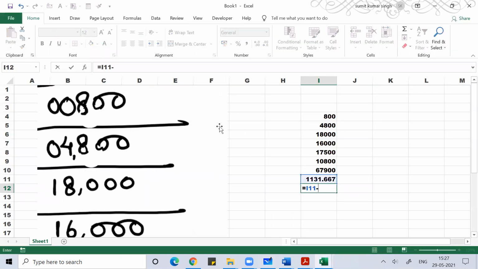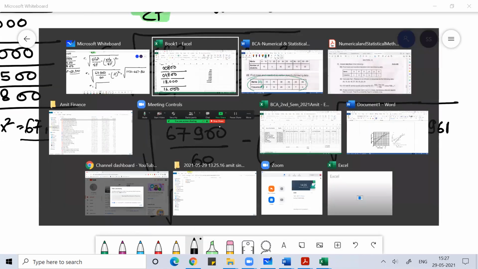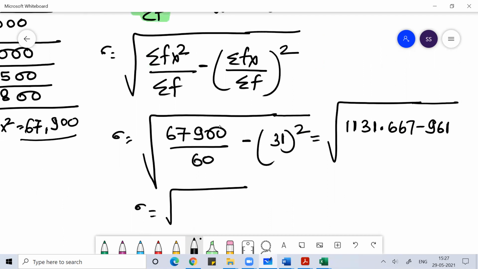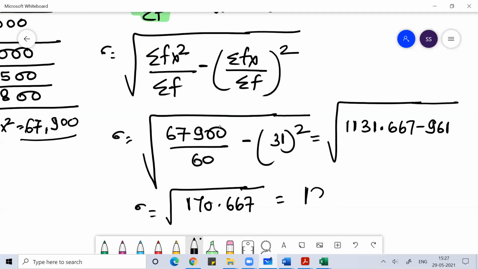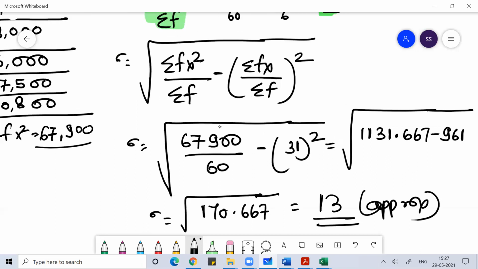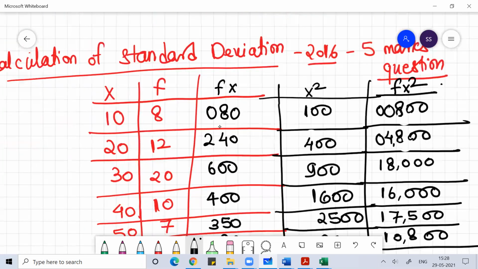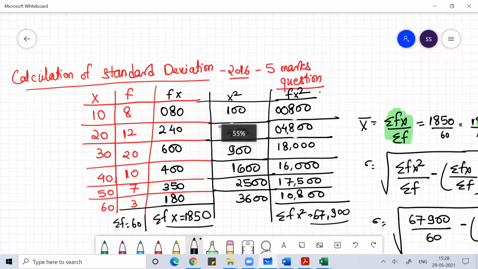This minus 961 gives 170.667. So the square root of this is the standard deviation. The square root of this is 13.06, or you can write 13 approximately. That is your standard deviation, 13.06 or 13. So this question came for 5 marks in 2016.